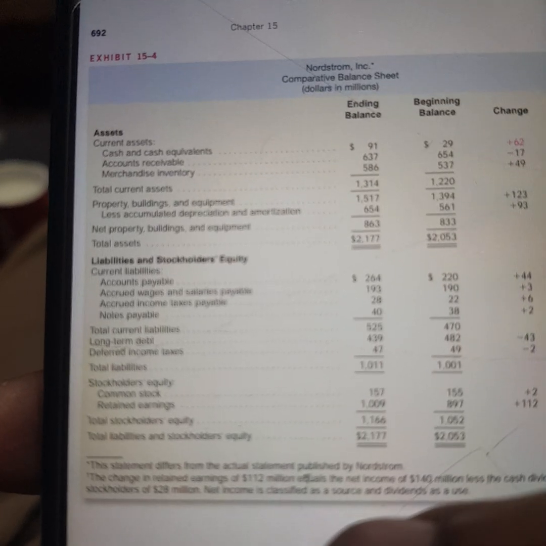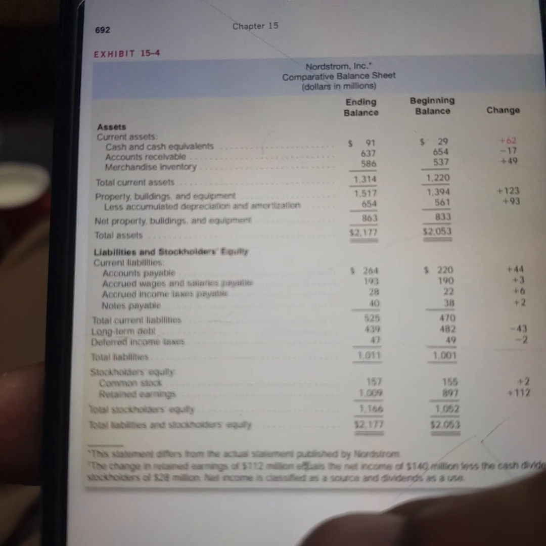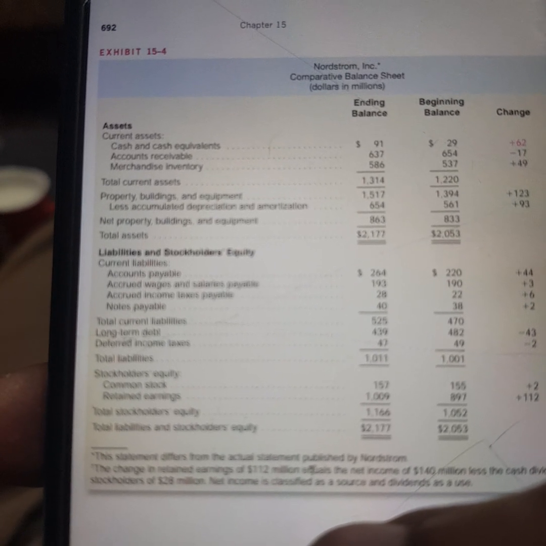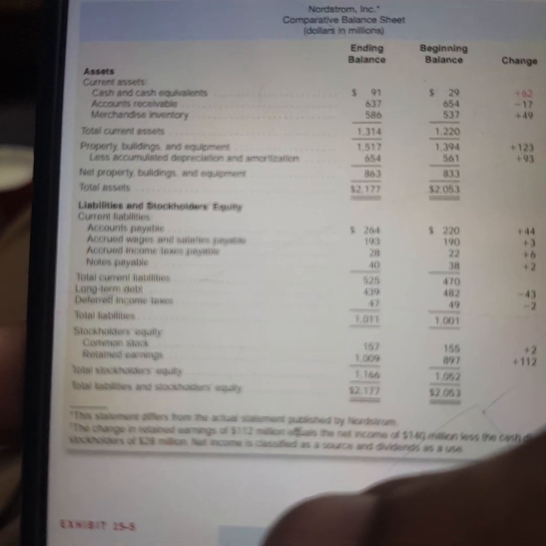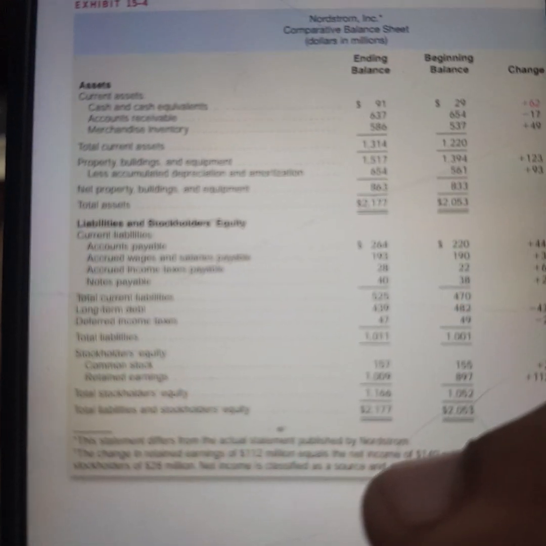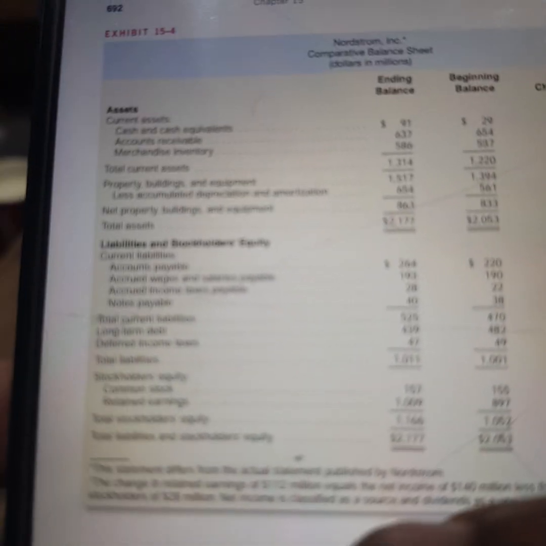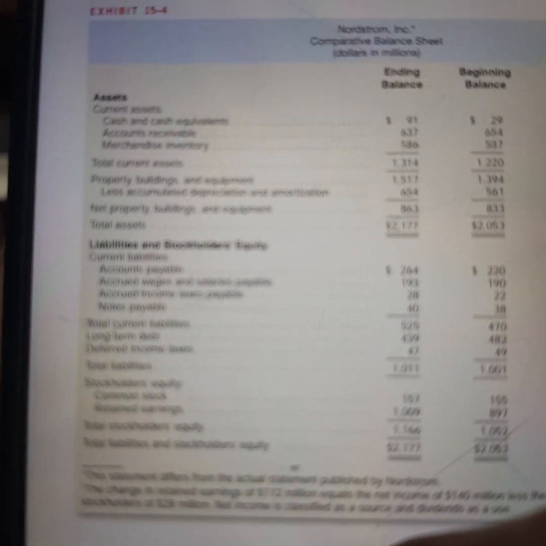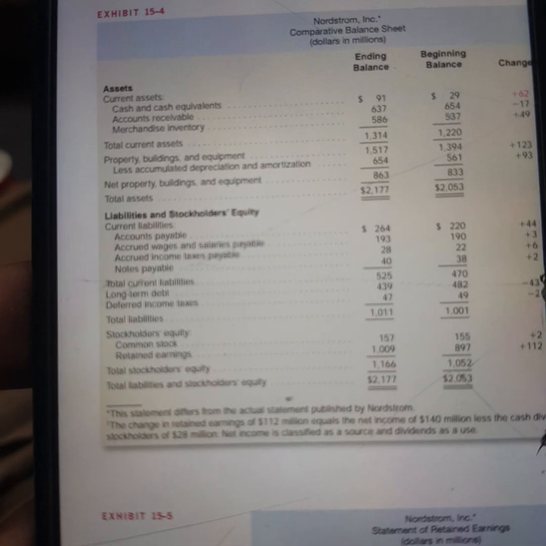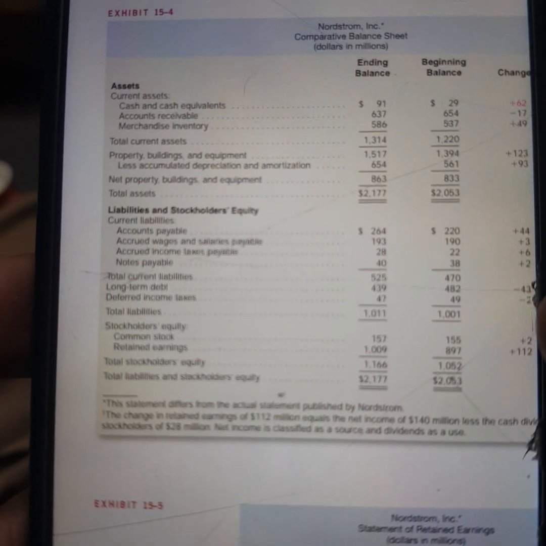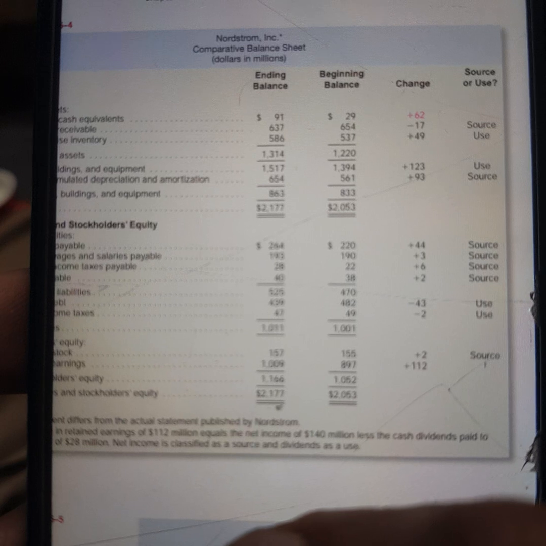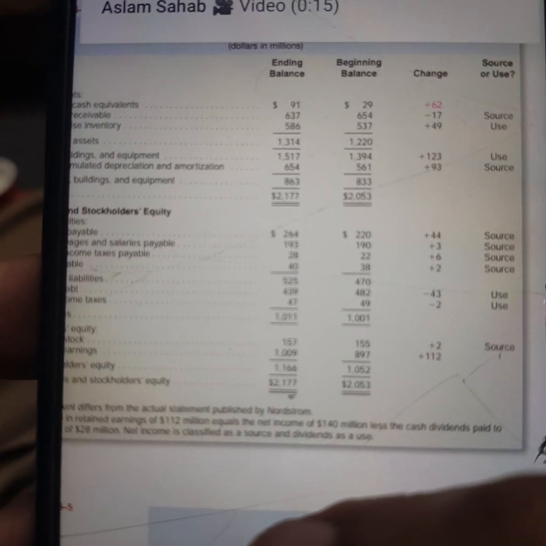In the same way, the property, building and equipment amount was 1517 in the beginning, now it becomes 1394. If we take the difference, it becomes 123. So what will happen? We have used this property and building. Now if we see their accumulated depreciation, 654 to 561, the amount declines, it becomes plus 93. What is it showing? It is a source for us.